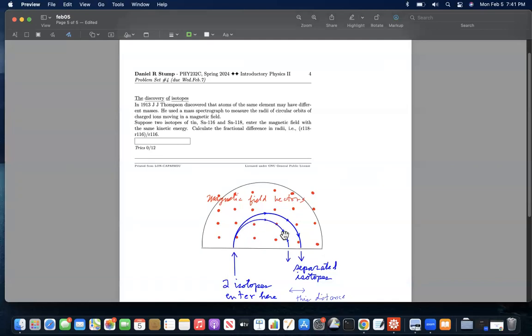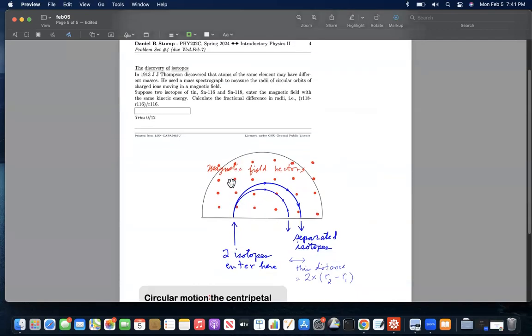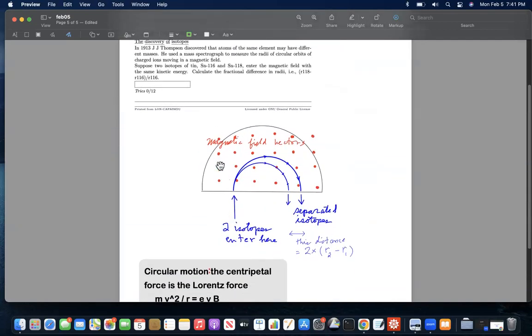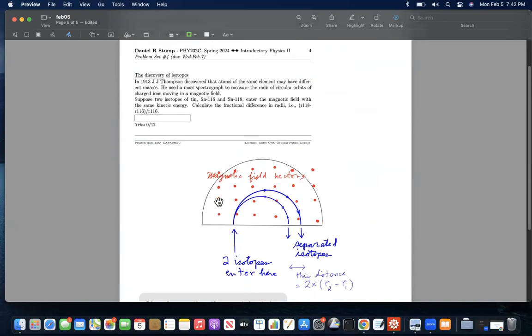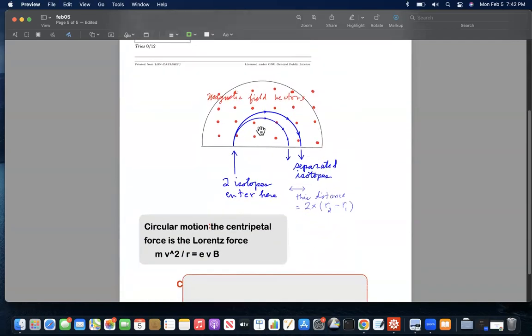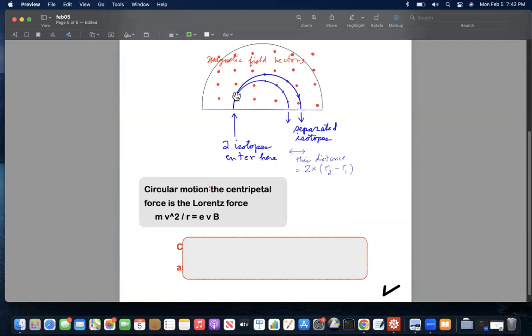And the circular motion will be different for different masses. So we'll consider two isotopes with the same charge but different masses. So consider two isotopes of tin, tin 116, tin 118. They enter the magnetic field with the same kinetic energy. What's the fractional difference in radii? So that's the problem. Well, again, it's circular motion of a charged particle in a magnetic field.